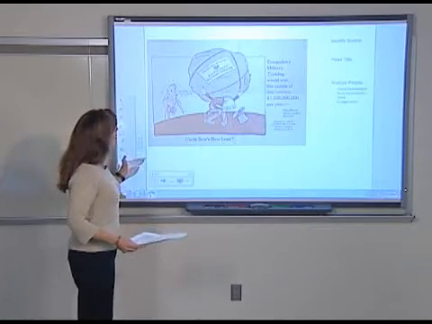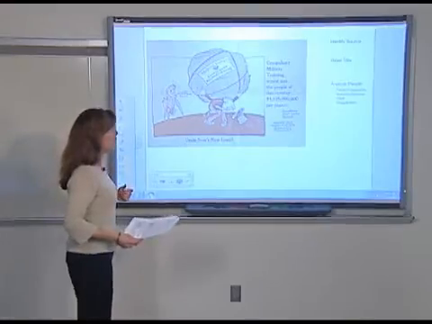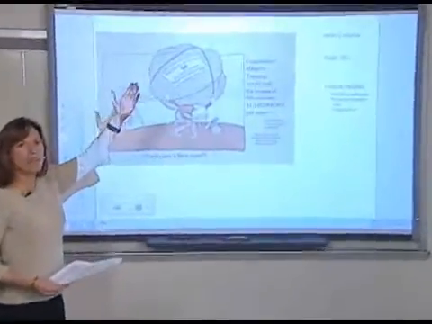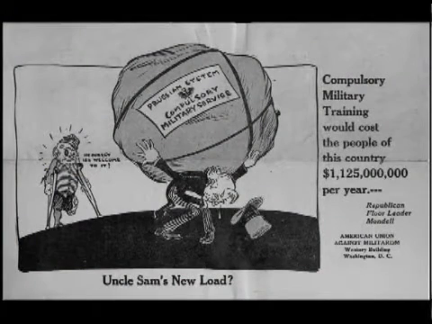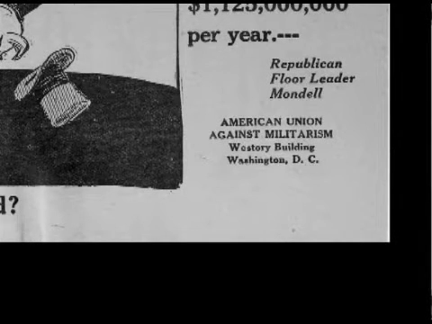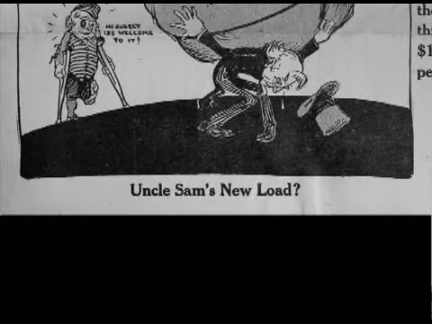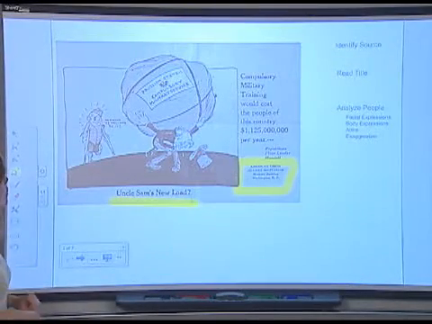Here we have one demonstrating Uncle Sam carrying a very large load. The first thing we should zero in on with our students is the source. As you can see here, the source is listed: the American Union Against Militarism. We then go on and read the title, Uncle Sam's New Load. We can also look at the caption at this point to see if it will provide any clues.